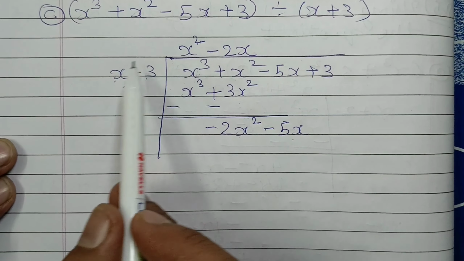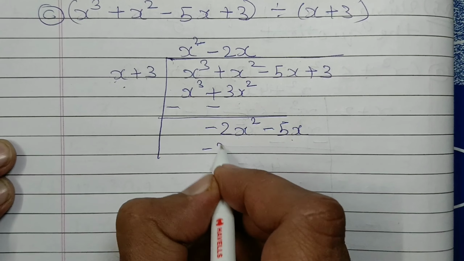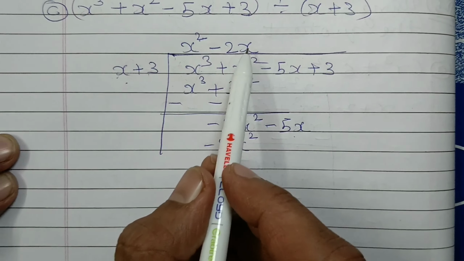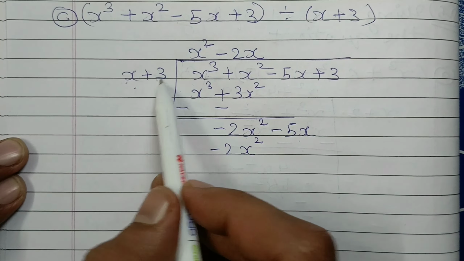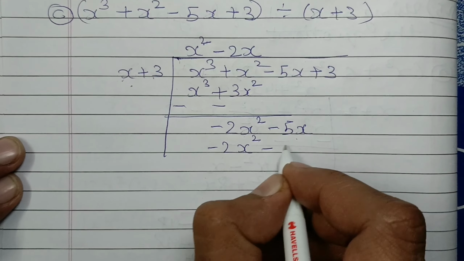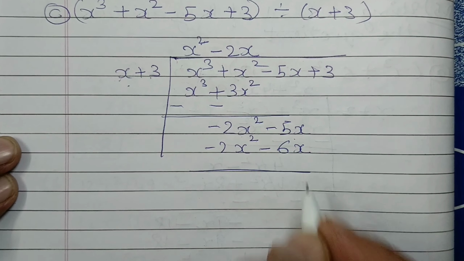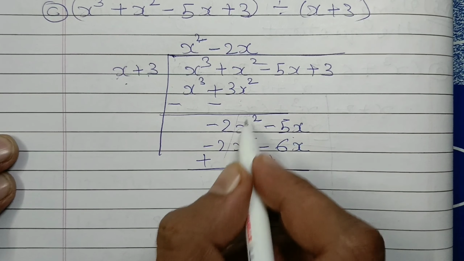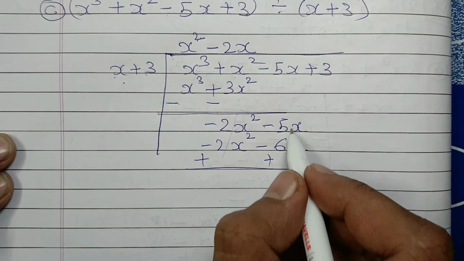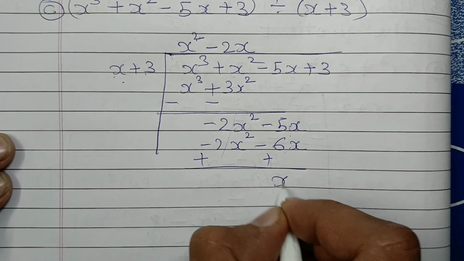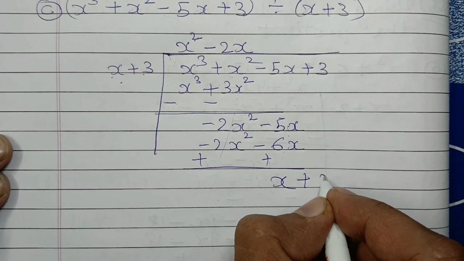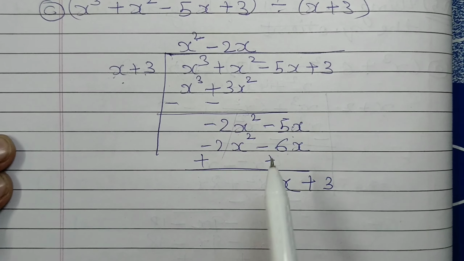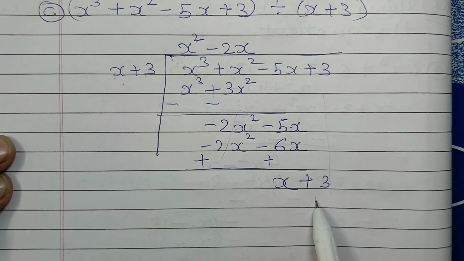I will multiply minus 2x with x, which will give me minus 2x square, and minus 2x with plus 3. So 3 2s are 6, minus 6x. Okay, if I cut this, the remaining term will be 6x minus 5x, so it will give me x, and plus 3 will come down. Now here also x plus 3, here also x plus 3.